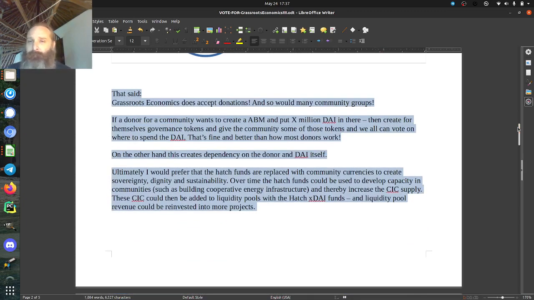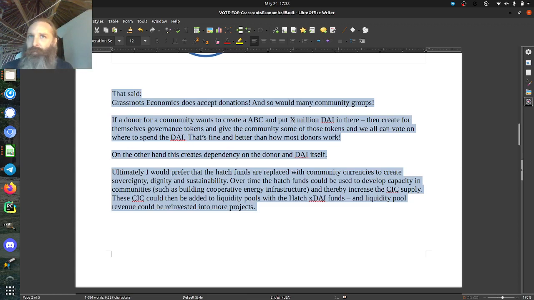So all that said, there's nothing wrong intrinsically with the ABC or the augmented bonding curve. There's a lot of really cool stuff about it. We'd love to use it. And we do work with donors and donations, and so do many of the community groups we work with. And so if a donor wants to come in, or a community wants to say, oh, we've got these funds and they're in DAI or XDAI or whatever, and we want to create an augmented bonding curve, ABC here, and put X million DAI in there, and then create governance tokens together with the community. Let's say this is a village group or us as Grassroots Economics, and we all get to vote on where that DAI goes, and there can be trickle amounts of DAI coming out and reinvestment.